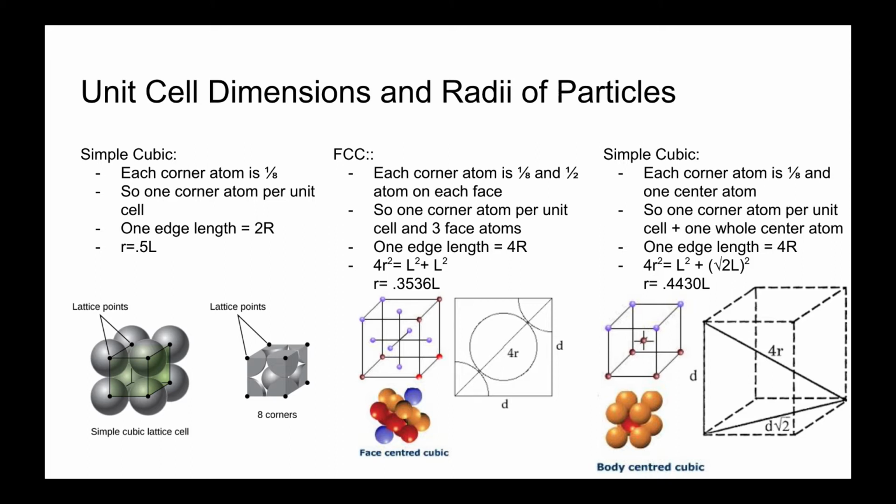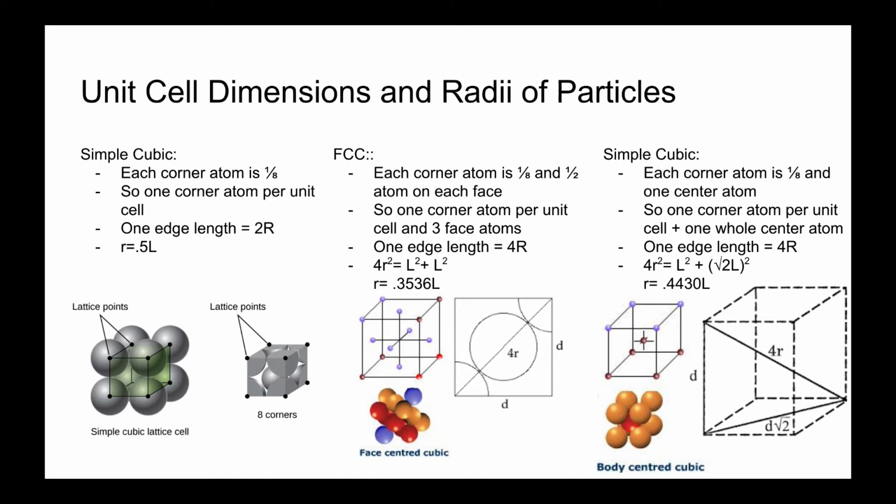Relating this to the radii of the particles, we see that in one face diagonal, we have 2 corner atoms. So that's going to mean we have 2 radii, 1 radius for each one. And then the face atom is going to have 2 radii, since we're given the diameter of the whole atom. So therefore, one face diagonal is going to be made up of 4 atomic radii.